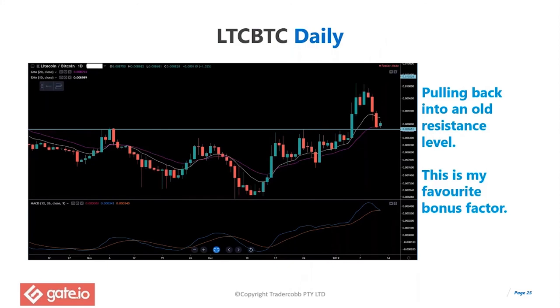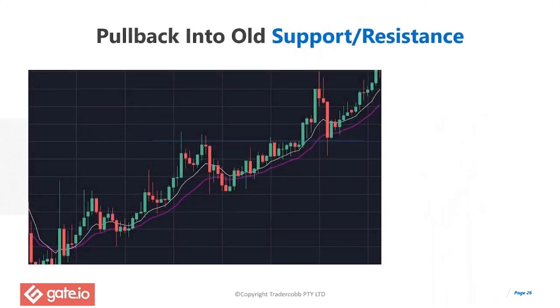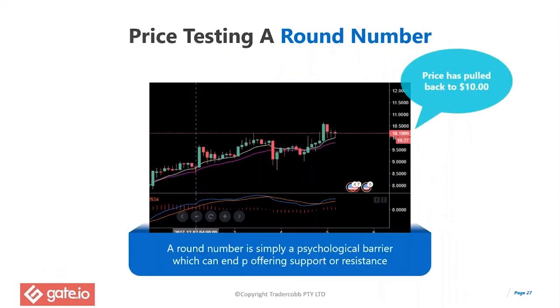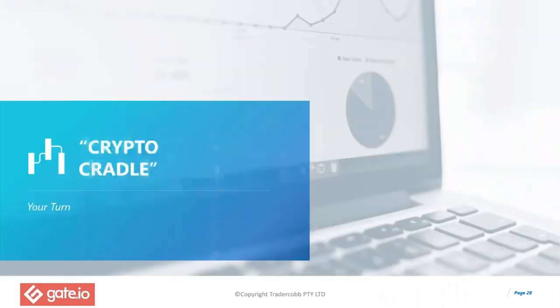Again, old resistance, price pulling back in. My favorite bonus factor. Again, another example. Don't need too many. That one's a bit weak, to be fair, as opposed to the other one. Oh, I've already done that one. I've got to get rid of that. We've already done that. Righto.